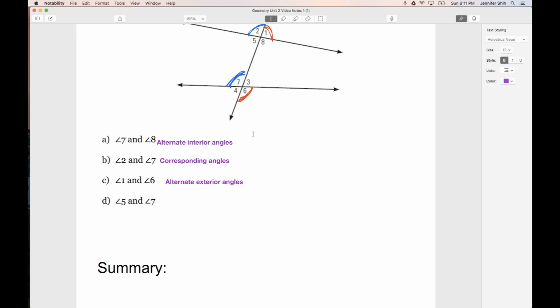Okay, what about angle 5 and angle 7? Last one. Well, they're on the inside of the lines and they're not corresponding. So these are probably the alternate interior angles.